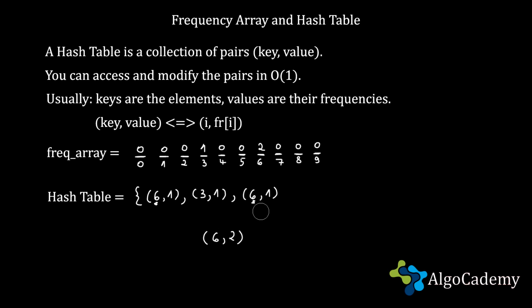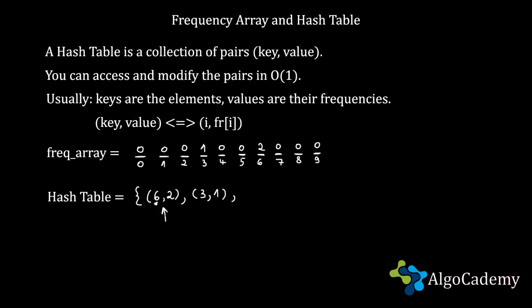So I'm not gonna insert the pair 6, 1, but what I'm gonna do is that I'm going to look for a pair that has the key 6. So maybe 6 was already inserted in the past in the collection, and I find this pair. And remember, we can access and modify the pairs in constant time. So I can do this in constant time, transform this 1 into a 2.